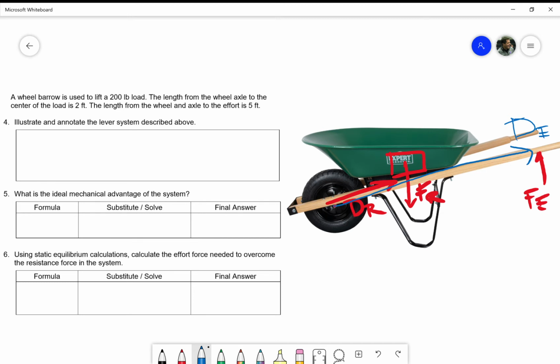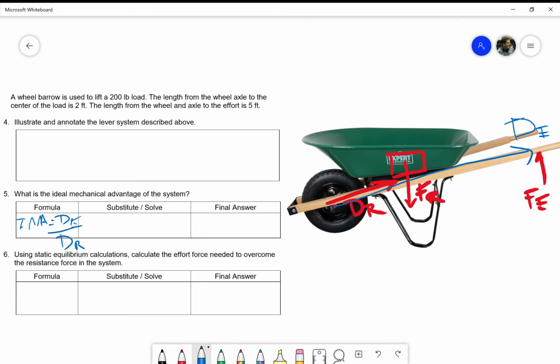All right, so here we go. First thing we need to do after we draw the picture is get the ideal mechanical advantage. The equation for ideal mechanical advantage is IMA equal to dE over dR.